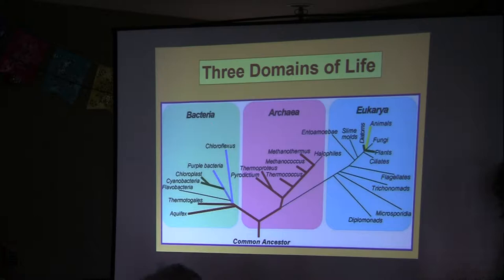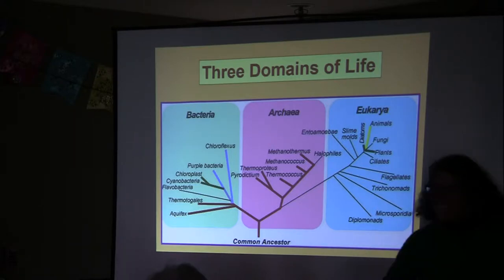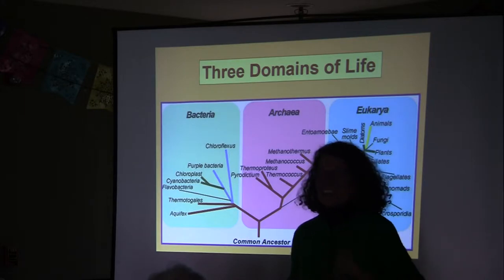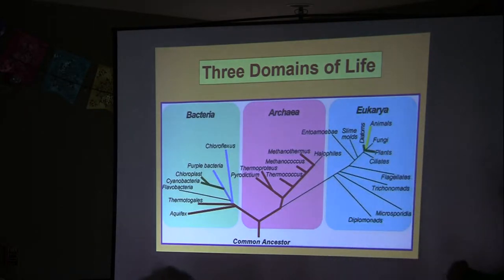So we have these bacteria-like things, and a lot of the ones we first discovered lived in things like the thermal vents in Yellowstone and stuff like that. And then we have everything else, called the eukarya. Do people know what eukaryotes are? Multicellular and has a nucleus in the cells. It has a nucleus, and so basically has a membrane around the nucleus too.